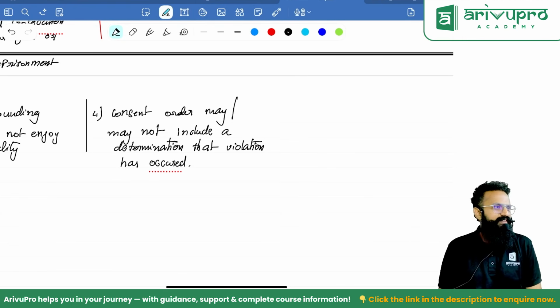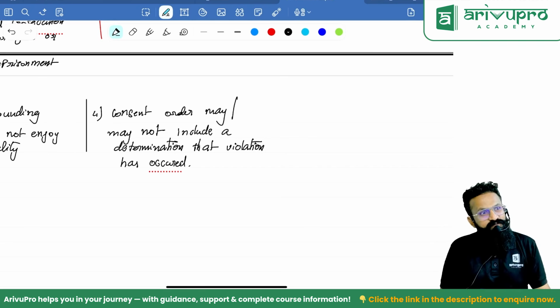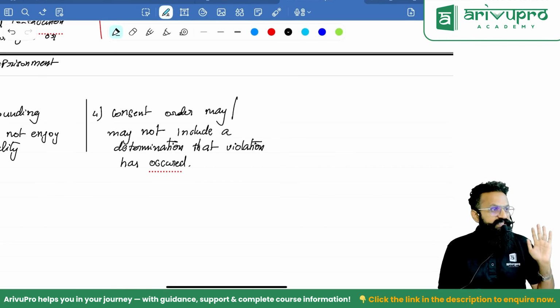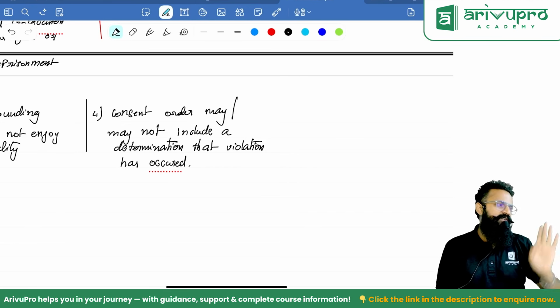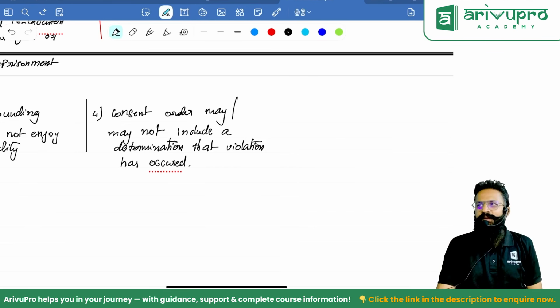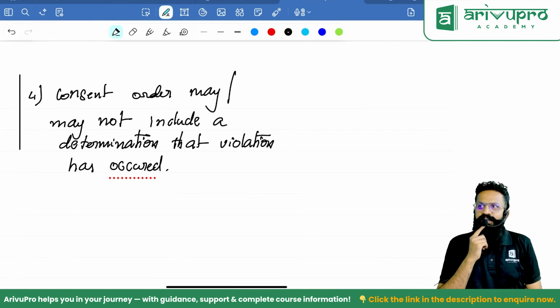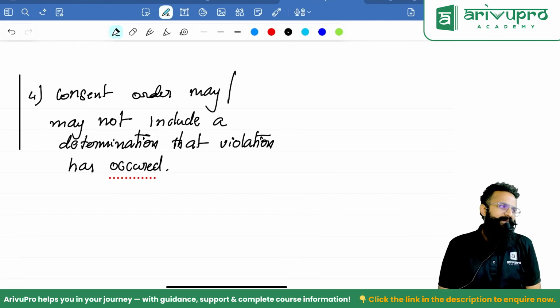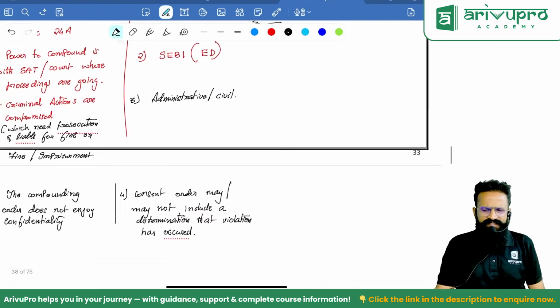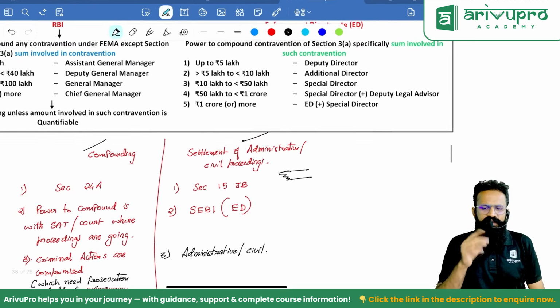And that is what is called, people, when SEBI agrees with the settlement, you can also request for a confidentiality treatment. It is absolute discretion. SEBI may give you the confidentiality treatment. If it is given, people, the consent order may or may not include a determination that violation has occurred. Meaning it will have or it will not have. World may know, world will not know. Understood? So these are some basic differences between compounding and settlement.